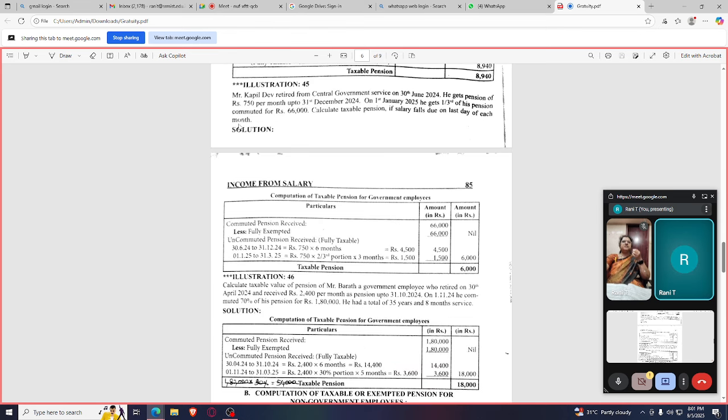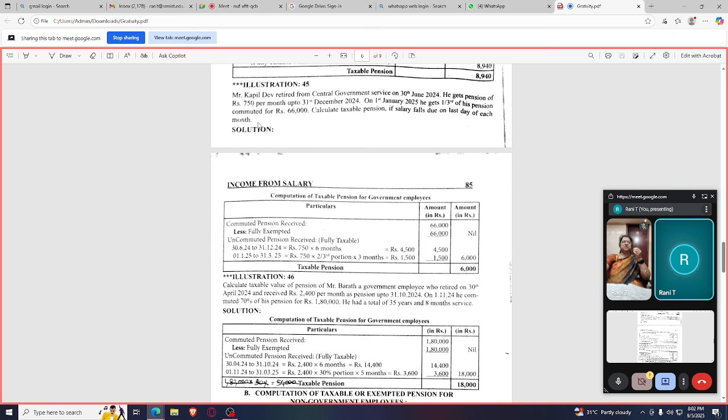Next, see the next problem. Mr. Kapil Dev retired from central government service on 30th June. He gets pension of 750 per month up to 31st December. On 1st January, he gets only 1/3 of his pension commuted for 66,000. The thing is, if the word commuted comes and he is a central government staff, whether central or state, commuted pension becomes fully exempted. Then calculate taxable pension if salary falls due on the last day of each month.